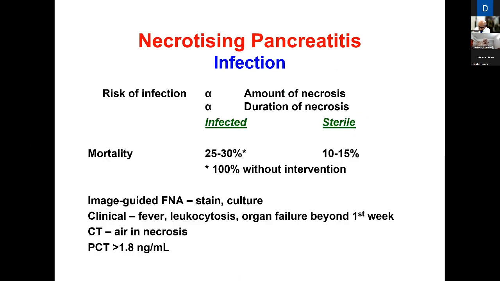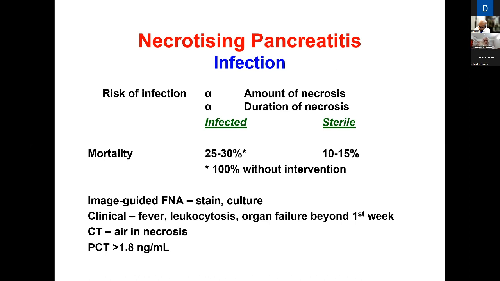Now, once we know that there is necrosis, the next important issue is to find out whether it is infected or not. And the risk of infection increases with the amount of necrosis in terms of percentage of parenchyma which is not enhancing, and the duration of necrosis or the duration of episode of acute pancreatitis. And this is important because if the necrosis is infected, the mortality is almost double. And it was thought earlier that in presence of infected necrosis, if we don't intervene, then the mortality is almost 100%. But now we know that there are some exceptions to this dictum.